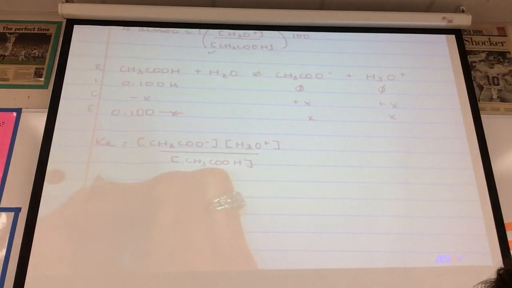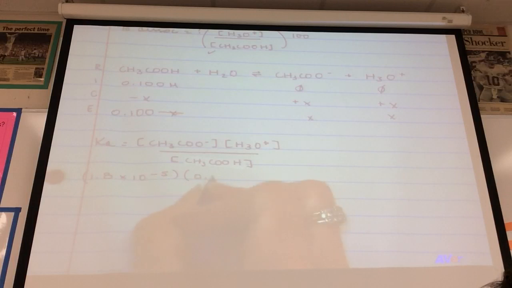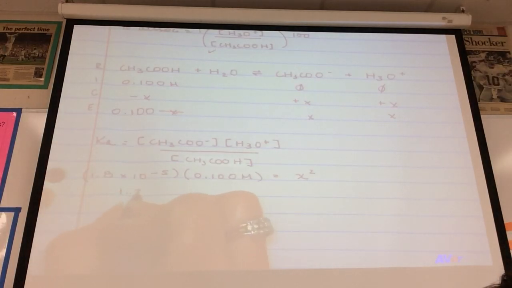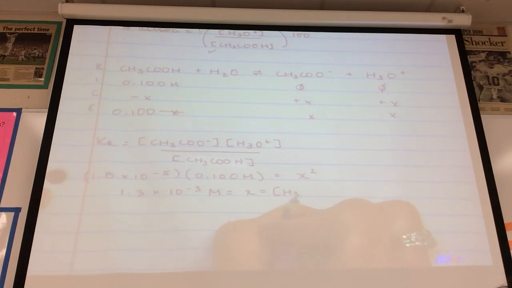You've got Ka, which is 1.8 times 10 to the negative 5, times this, which is 0.100 molar, is equal to x squared. And the square root of 2 is 1.4. So the square root of 1.8, I'm going to guess, is 1.3 times 10 to the negative 3 molar is equal to x is equal to the hydronium ion concentration.